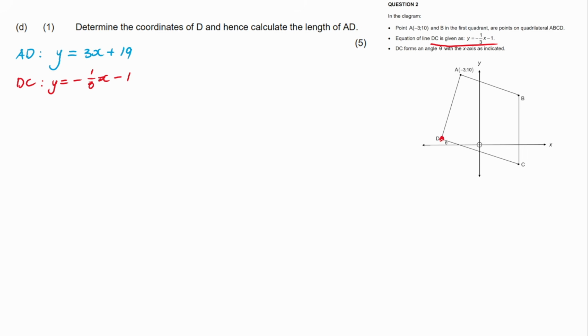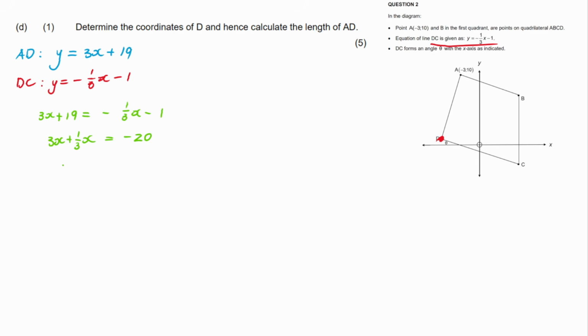What's special about this point D is that it's the point of intersection of these two lines. So if we set these two equations equal to each other, we'll be able to find this point of intersection D. So we have 3x plus 19 is equal to minus 1 over 3x minus 1. Here we can multiply everything by 3. Actually, not. Let's just do this. Let's take the different things across, so this is equal to negative 20. So this is what we've got going for us.